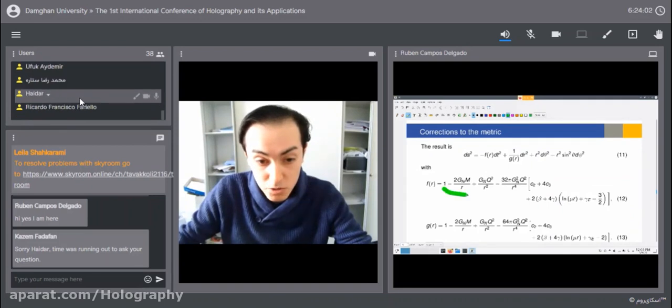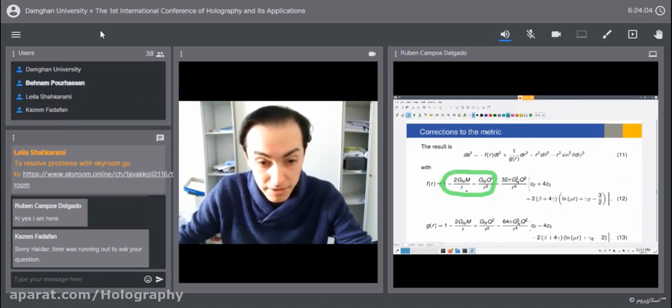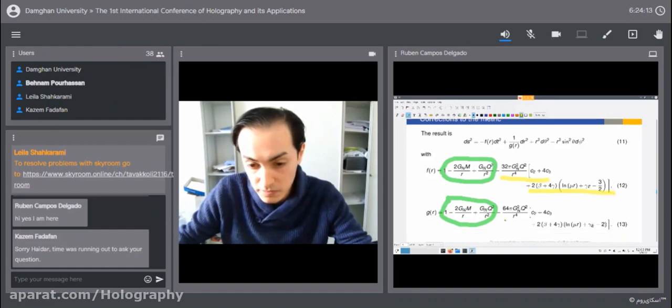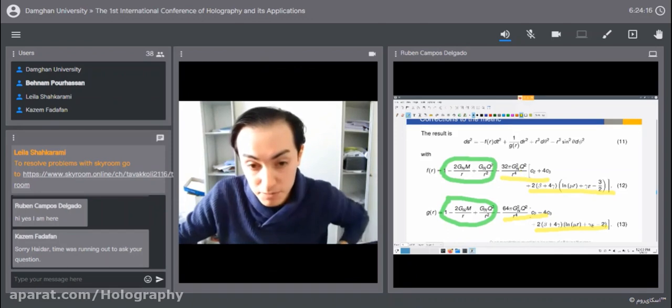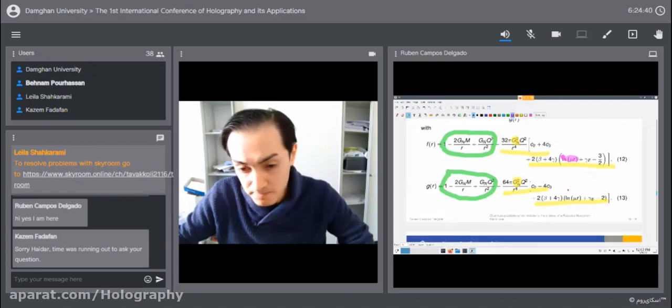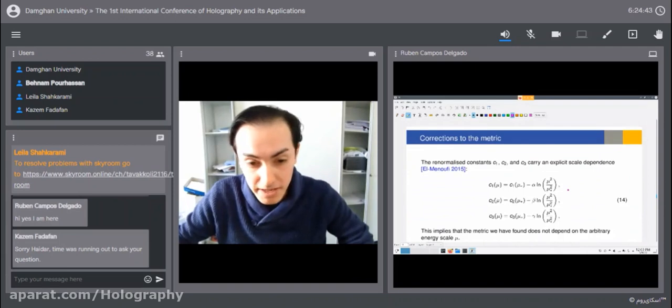So first, this is the usual classical result for the metric, the Reissner-Nordström metric. But then we have the new contributions, which are these ones. As you can see here, we have some terms proportional to G squared and proportional to Q squared. And then we have here the new terms. One may wonder, why do we have a mu here? So mu, as I said, is an arbitrary energy scale. So in principle, the metric should not depend on mu. But in fact, this is the case.